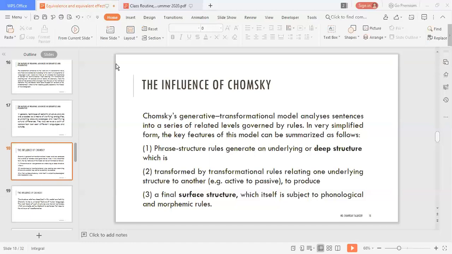Right, exactly. So that's why actually they found that Chomsky's generative transformational model is very much important for translation, to understand the mechanism of translation.